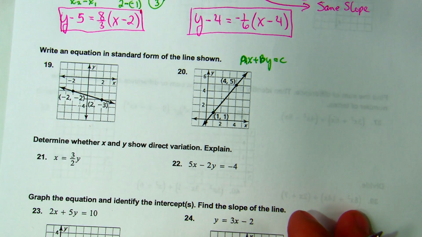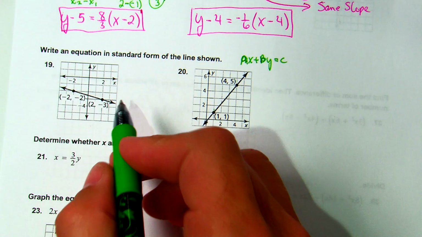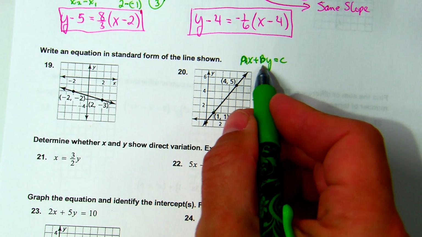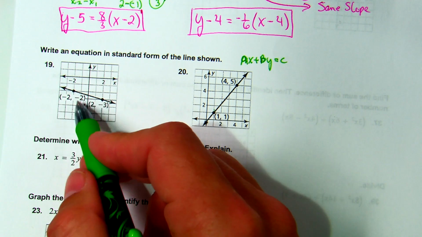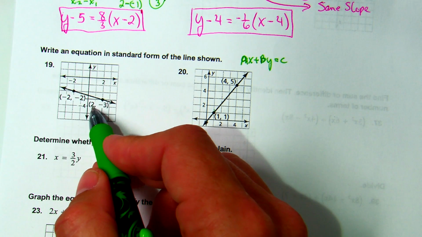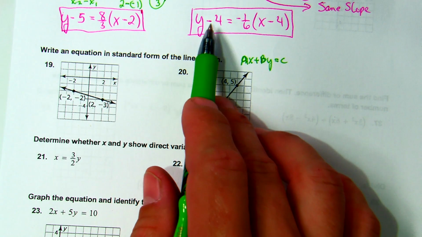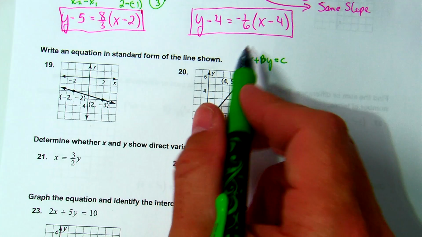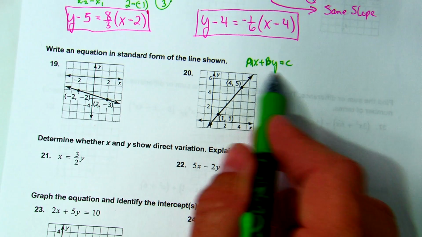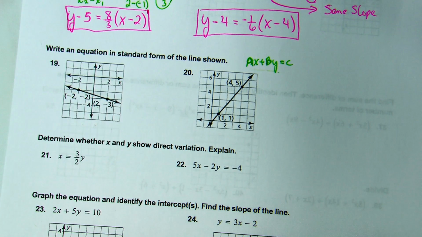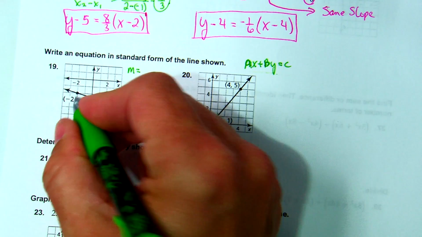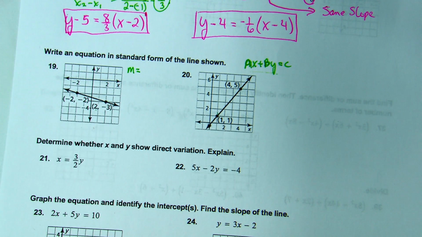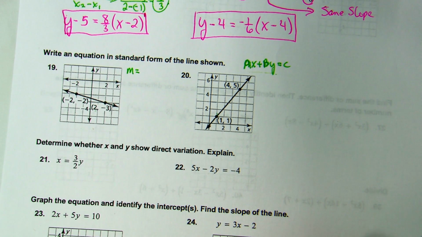Ax plus by equals c, and to put it in that form, I'm going to have to get some information from this, right? I think I could probably get a slope from this. I've got a point. I could start with the point slope form up here, and then rearrange it to be in this standard form, okay? So the first thing I'm going to do is try to find the slope of this line. If I have a point and a slope, I can build the equation. Then I can rearrange it. All right, so what's the slope of this one?